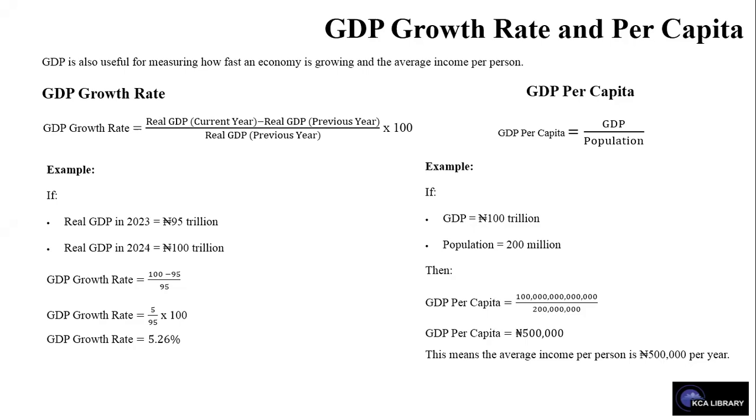And the GDP per capita is calculated by dividing the GDP by the population. For example, if the GDP is 100 trillion naira and the population, like that of Nigeria, is above 200 million, but in the example we use 200 million, then you can calculate the GDP per capita to be 500,000 naira. And this means that the average income per person is 500,000 naira per year.